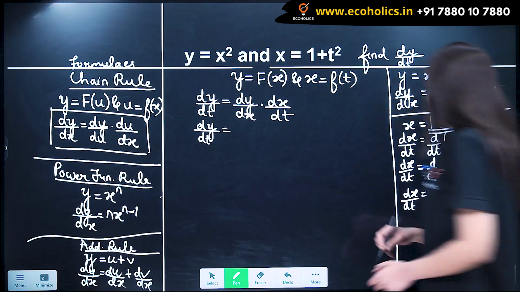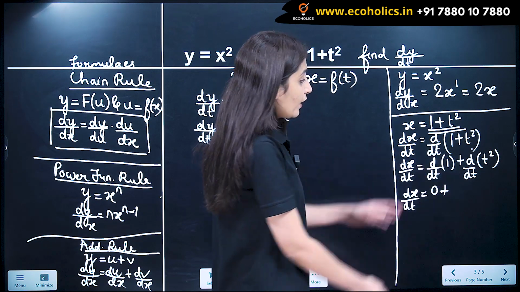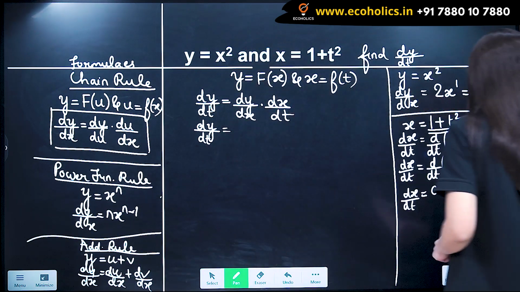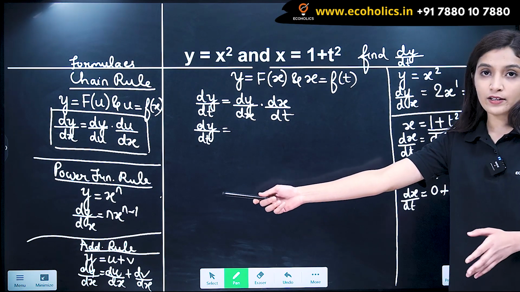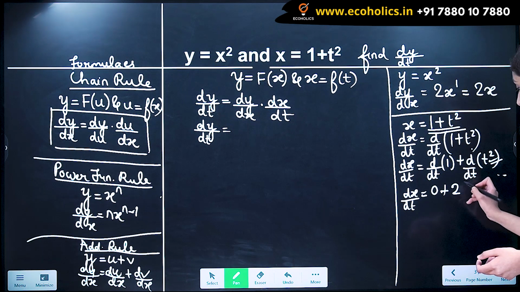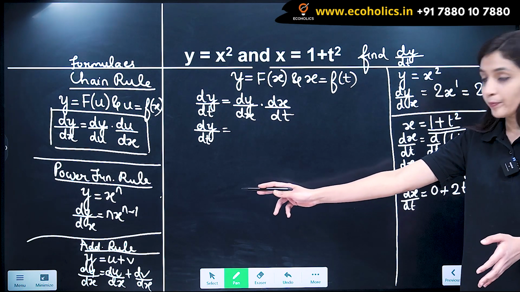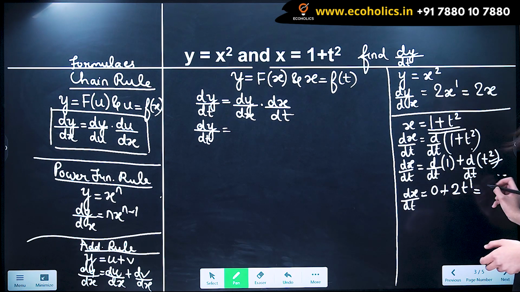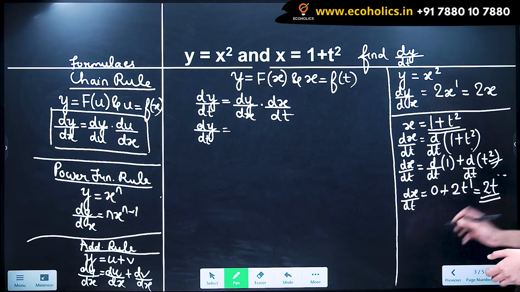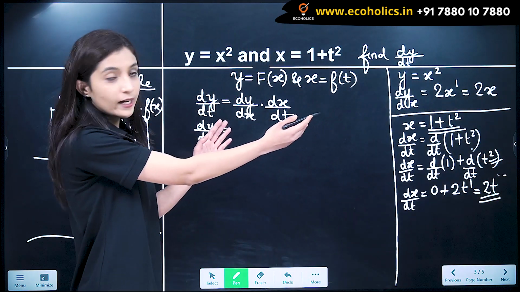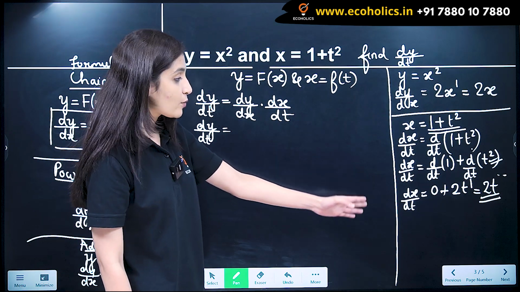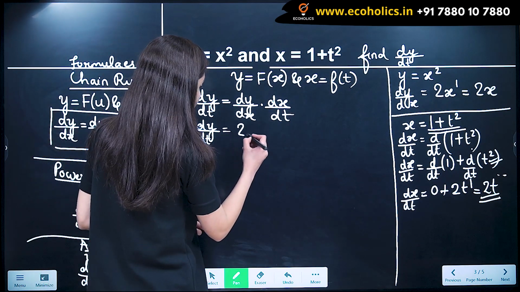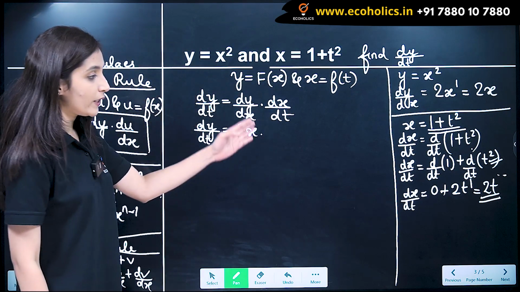And now we have the differentiation of t square. In this case we will be using the power function rule. So we have n is equal to 2. What we get is 2 t raised to 2 minus 1, which is 1. So we get this as 2t. Now from here we can see that our dy by dx is 2x and dx by dt is 2t. So now we'll be substituting these values. So dy by dx is 2x into dx by dt is 2t.